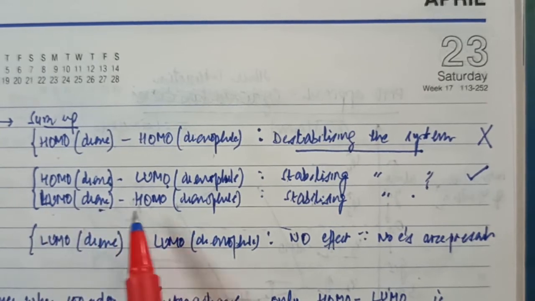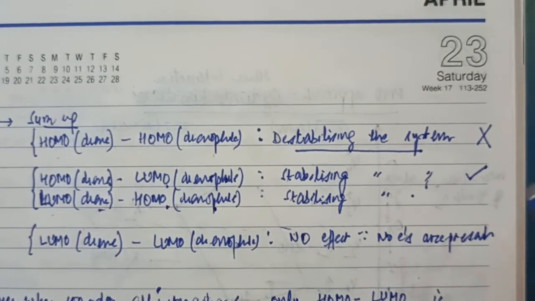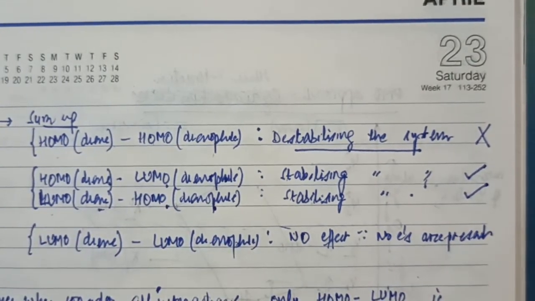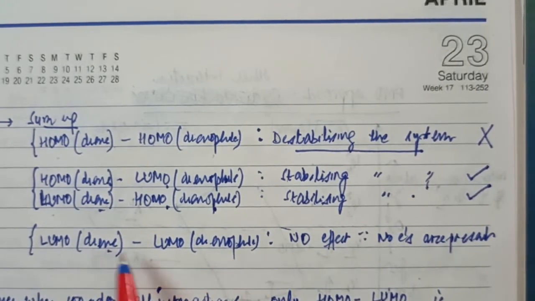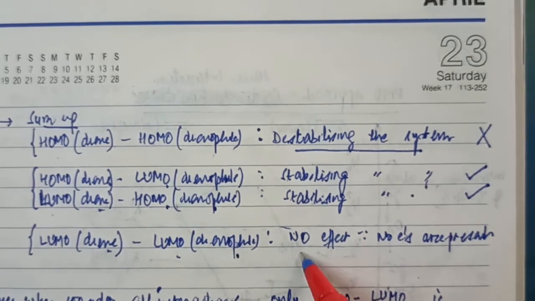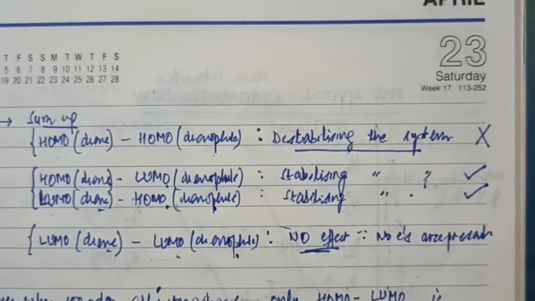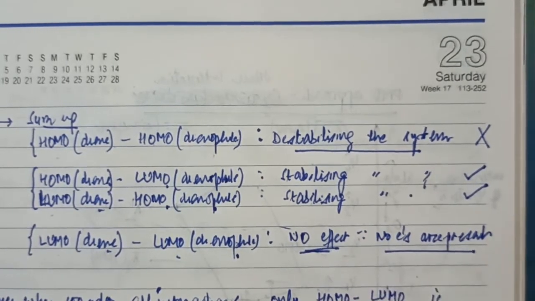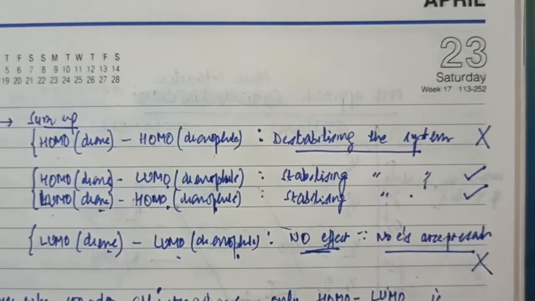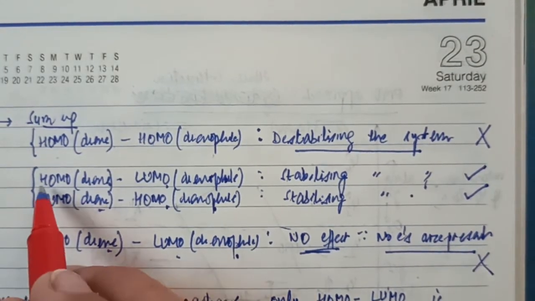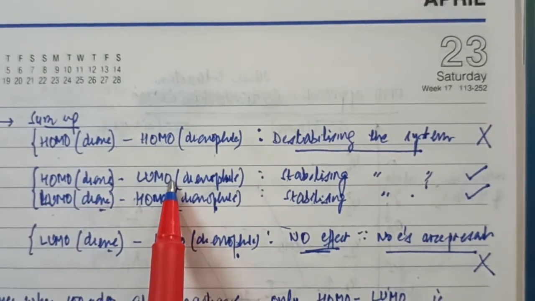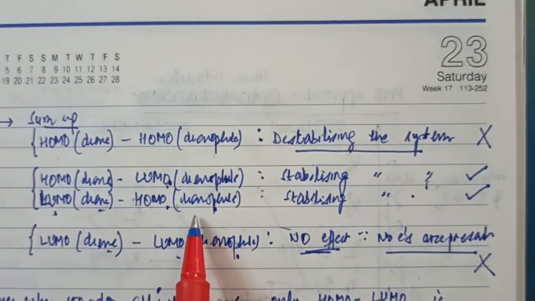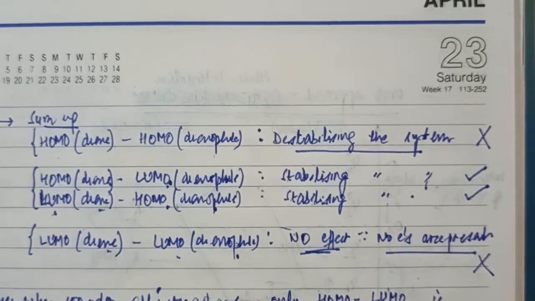Consider the LUMO of the diene with HOMO of the dienophile. Again, stabilizing, important to me. And the third interaction, which will not actually occur, between the LUMO of the diene and LUMO of the dienophile, will not create stabilization or destabilization because electrons are not present, so they are not interacting as such, so not considering. Therefore, I am only considering the interaction between the HOMO of the diene with LUMO of the dienophile, or vice versa, LUMO of the diene with the HOMO of the dienophile.